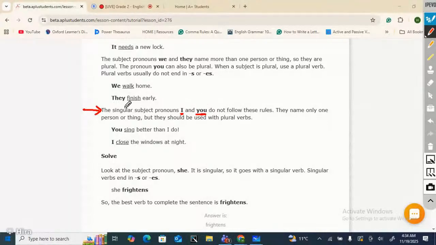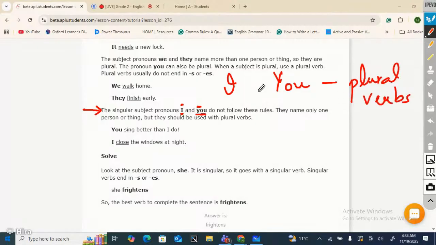These two, the singular subject pronouns, you and I, do not follow these rules. Which rules? Means if the subject is singular, use a singular verb. If the subject is plural, use a plural verb. These two singular pronouns do not follow these rules. They name only one person or thing, but they should be used with plural verbs.